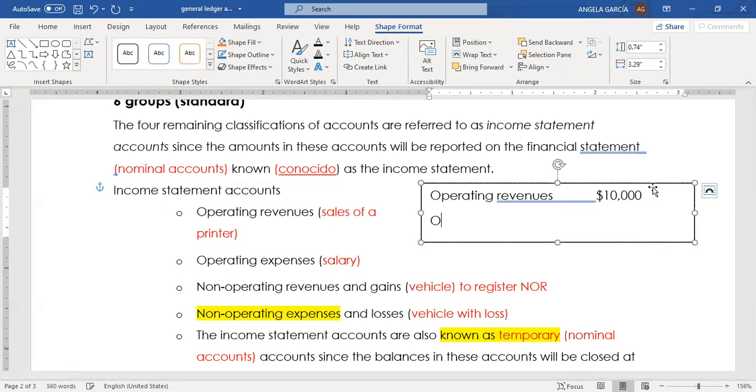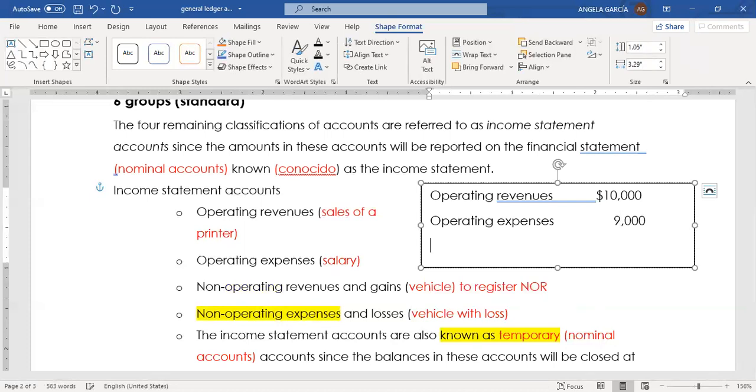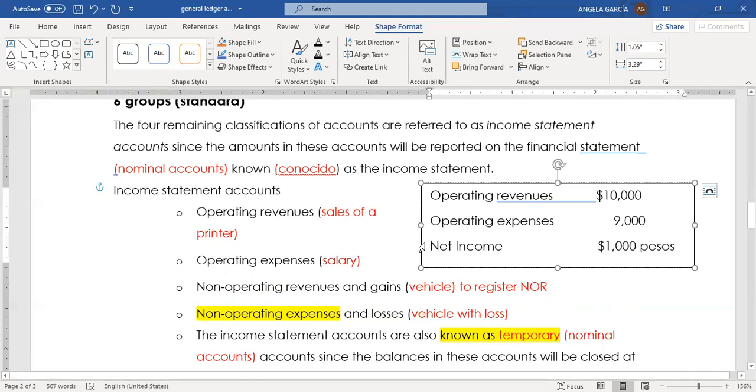Then you have operating expenses, que son los gastos, for 9,000 pesos. So at the end, you're going to have a net income of 1,000 pesos. So this is a net income.